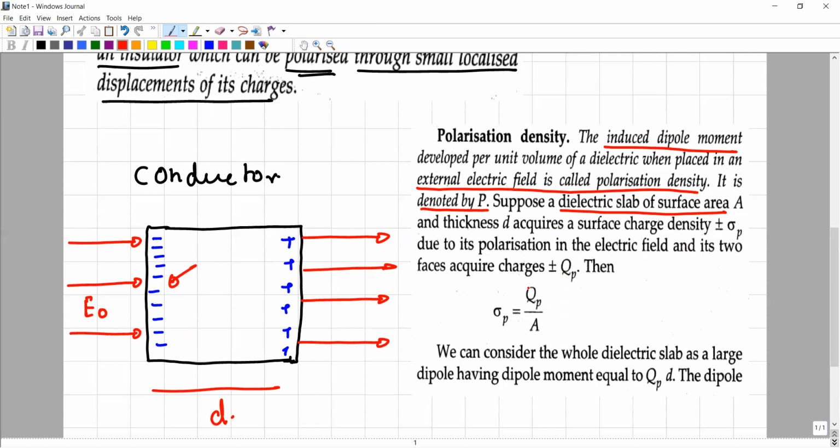Your surface charge density would become QP over area. What is QP? QP is the charge acquired. This is Q negative, this is Q positive, and that's how you can calculate the surface charge density due to polarization.